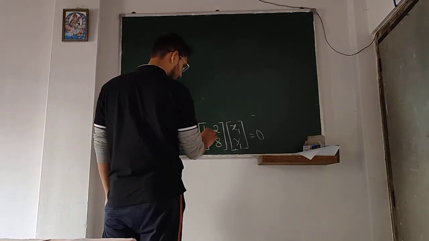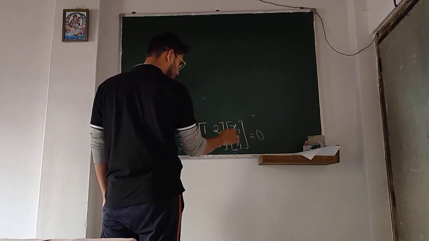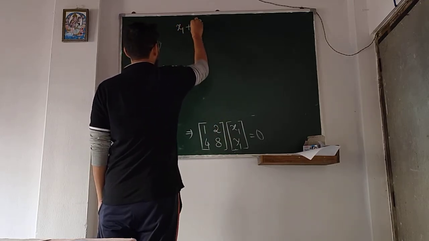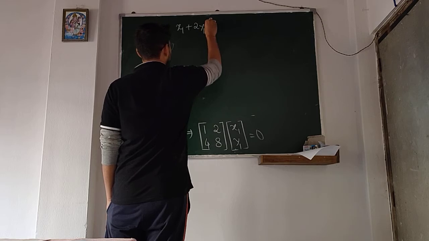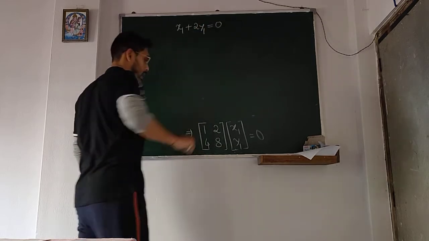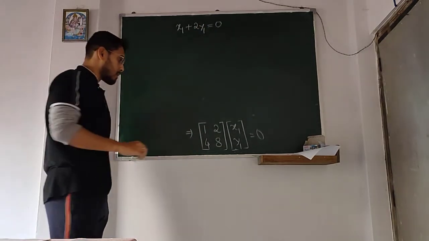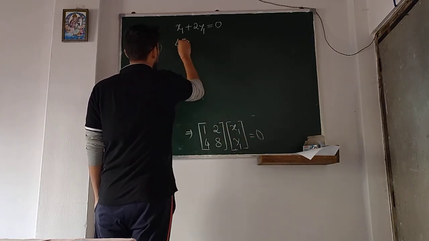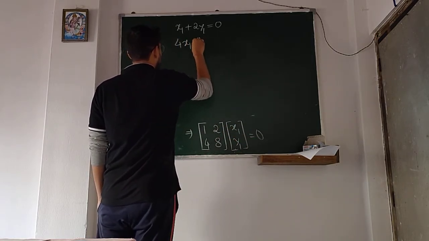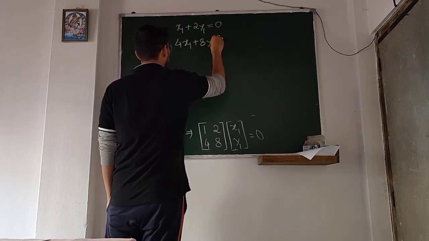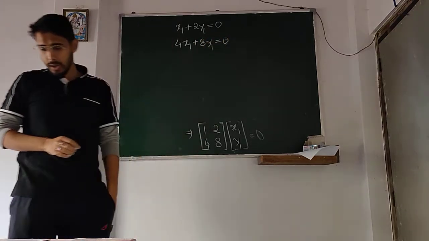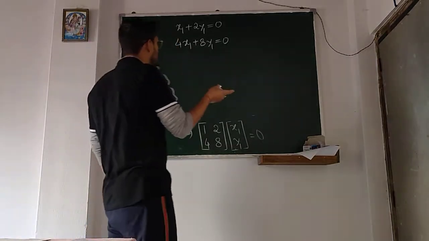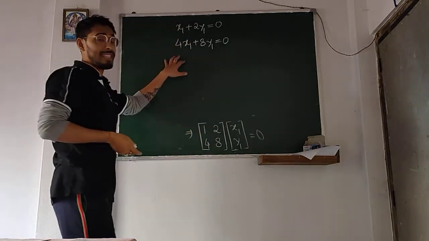So the first one goes like this: 1 into x1 plus 2 into y1. So it goes like this: x1 plus 2y1, that will be equals to 0. That's the first one. And the second one goes like this: 4 into x1 plus 8 into y1 equals to 0. So these are the two, and from these two, what we can conclude, both of these equations are the same only.